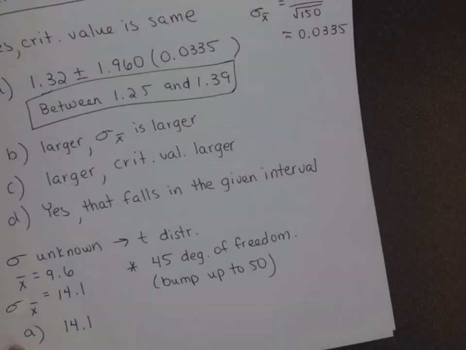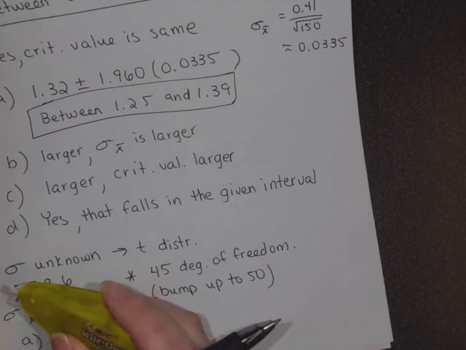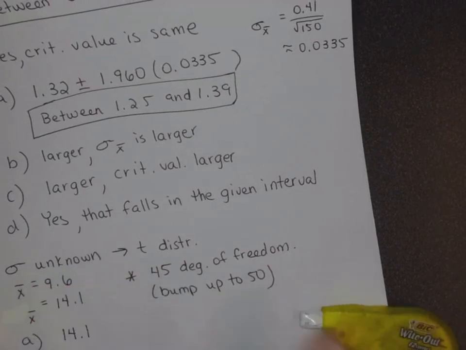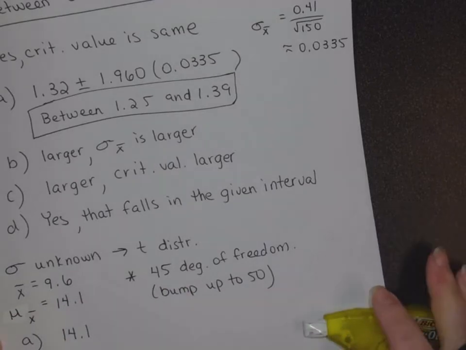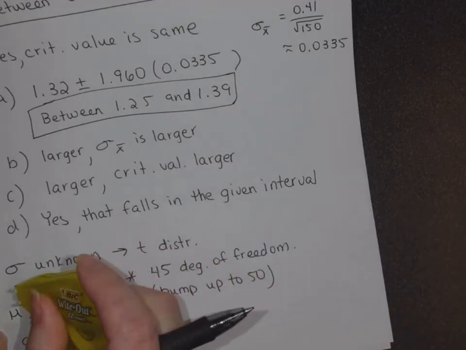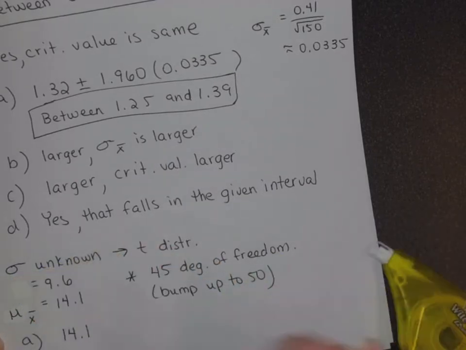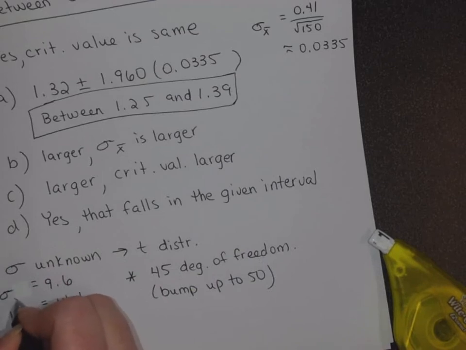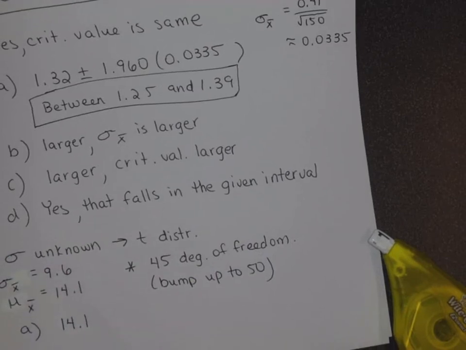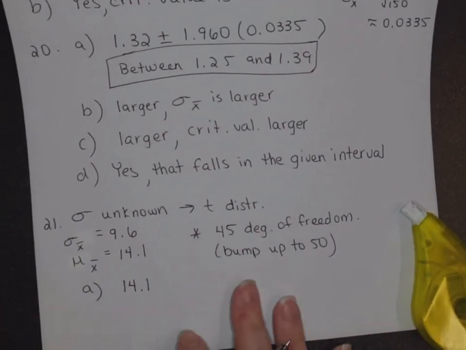Sorry, we need to change something up here. This was actually the mean. Sorry about that. This is the mean. 14.1 is the mean. The standard deviation is this one. I knew that seemed weird. Okay, so sorry about that. So just go back and change these original things.